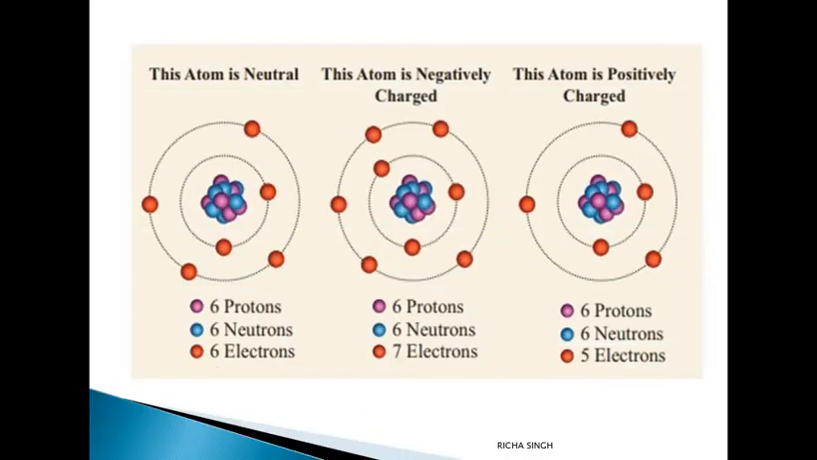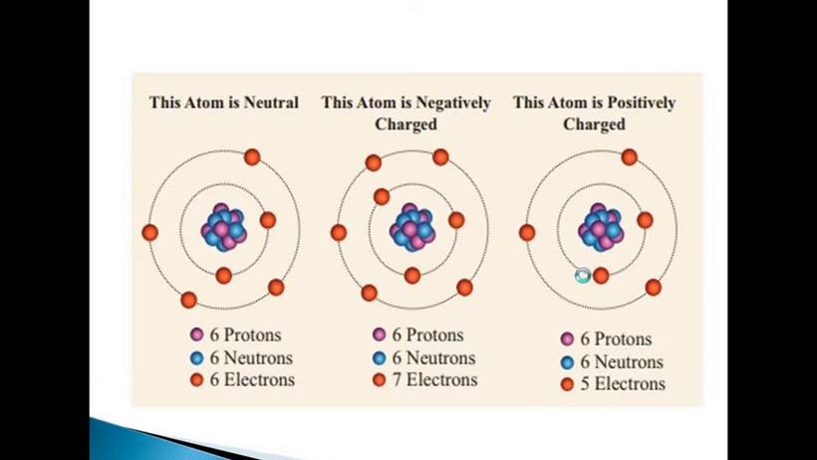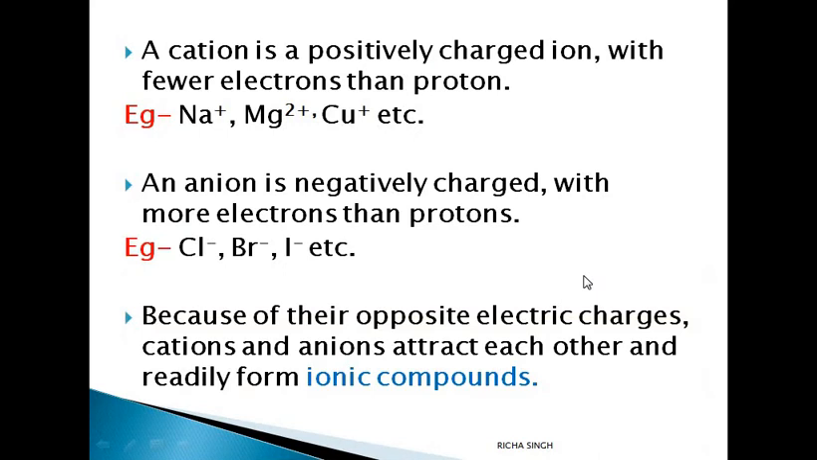You can see here, in the atom there are equal numbers of electrons and protons, that is 6 and 6. In the next one it has 7 electrons, meaning one negative charge has increased, therefore it is an anion. In the third one, you can see the number of electrons is 5 while the number of protons is 6. This means it is forming a positive ion, that is a cation. These are different examples of cations, like Na+, Mg2+, Cu+.